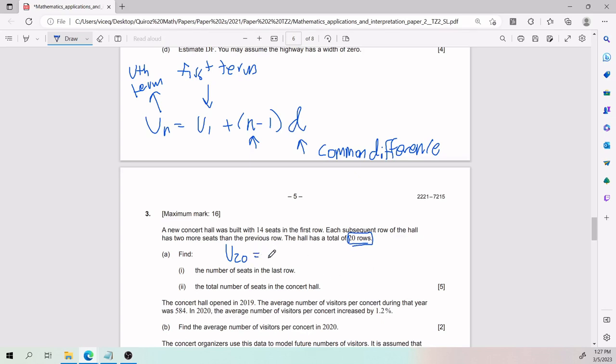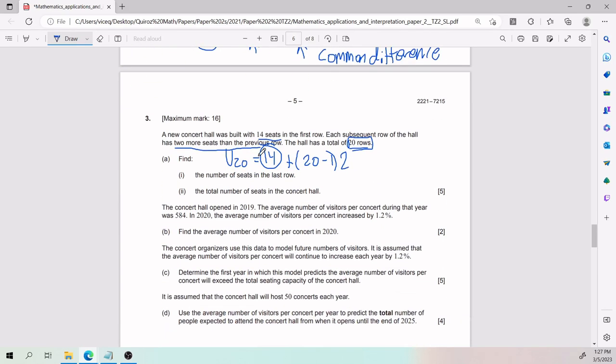So u_20 equals u_1, which you said was 14, so this 14 is u_1, plus n, which we identified was 20, minus 1, times d, the common difference. We're adding 2 each time, so d is going to be equal to 2. You plug that into your calculator, you trust the process, and you end up with all of this equaling 52. So u_20 equals 52, which is the answer to part A, part 1.